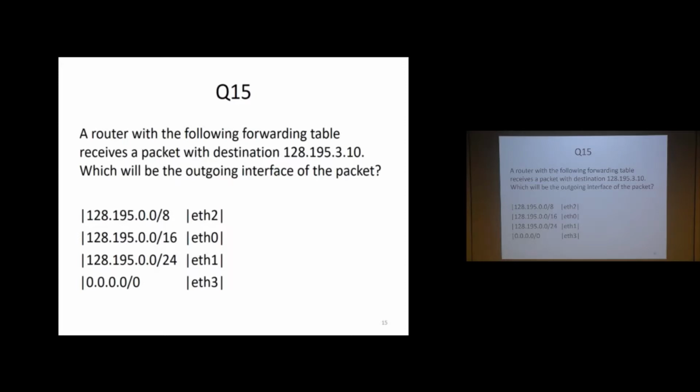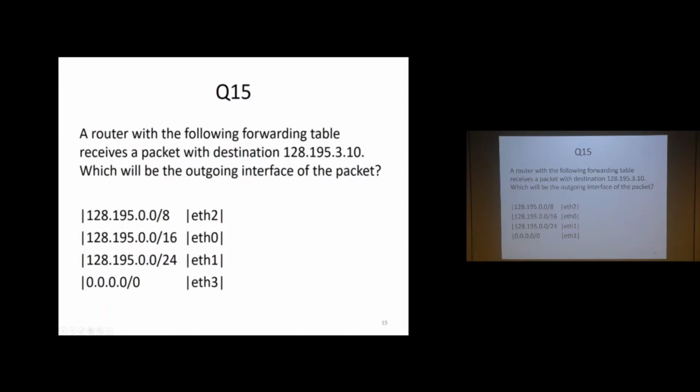So we're going to do longest prefix match. How are we going to do it? So 128.195. At least the first 16 bits match these three. So we know it's not ETH3. Dot 3. This is /8, so that's just these first 8 bits. It's definitely not this because it matches 16. So it's either this or this.